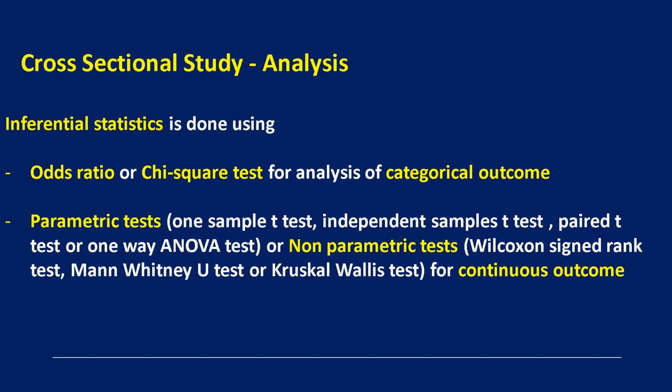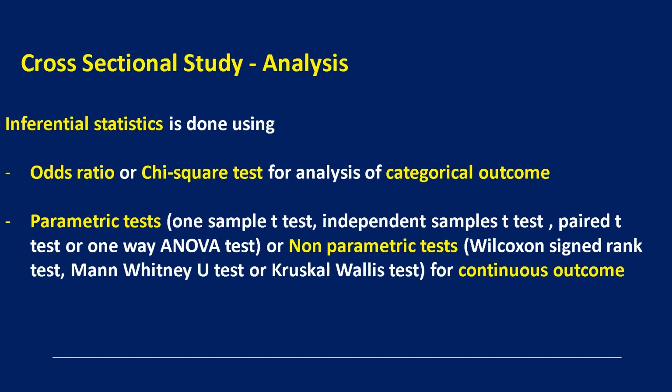Paired sample t-test is applied when mean value of continuous variable before an intervention is compared with mean value of the same continuous variable after the intervention in the same group of people. One-way ANOVA test is applied when mean value of continuous variable in more than two groups are compared between each other. As already told, non-parametric tests are applied when data is not normally distributed.